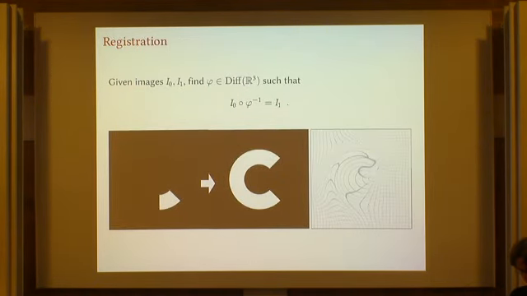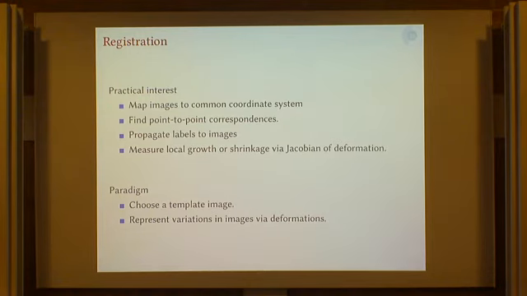The basic procedure in computational anatomy is image registration. If you're given two images, here are our grayscale images, we are looking for a deformation, an invertible, smooth transformation of the underlying space such that one image gets transformed into the other one. And here we have an example of this deformation. If we can find such a deformation, then we can do things with it.